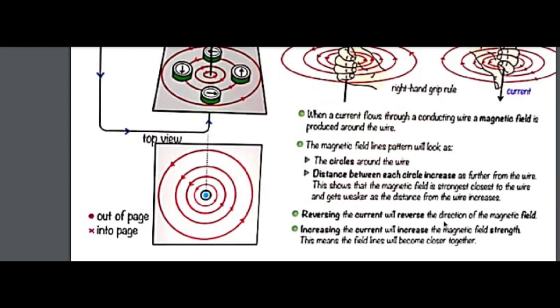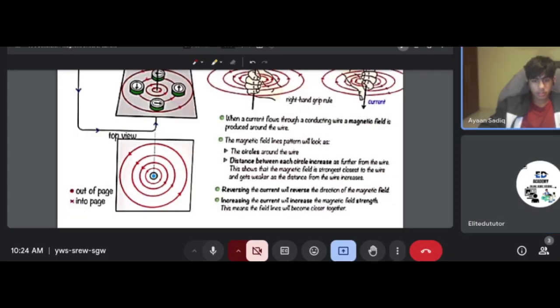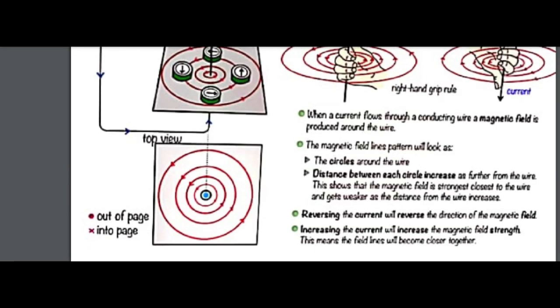When a current flows through a conductor wire, a magnetic field is produced around the wire. The magnetic field lines pattern will look like circles around the wire. The distance between each circle increases as you go further from the wire. This shows that the magnetic field is strongest closest to the wire and gets weaker as the distance from the wire increases. Reversing the current will reverse the direction of the magnetic field, and increasing the current will increase the magnetic field strength. This means that the field lines will become closer together.